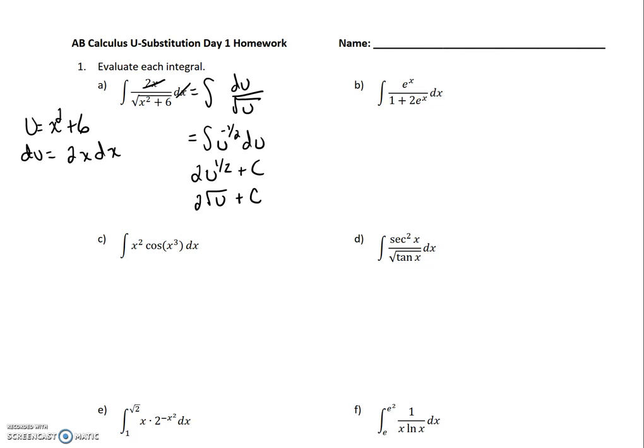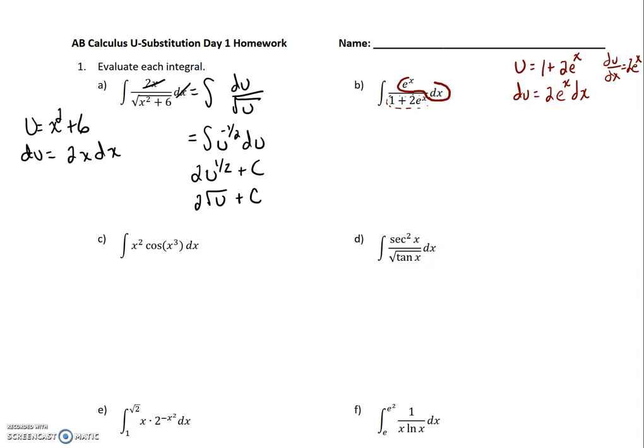Looking at this next one, we have to figure out what is the derivative of what. So in this case, if we take the derivative of 1 plus 2e to the x, I'm going to get 2e to the x. And at least part of that is in the numerator. So when I take the derivative, I'm going to have 2e to the x dx. Remember, I could have just written this as du dx equals 2e to the x, but I'm just bringing that dx over to the other side.